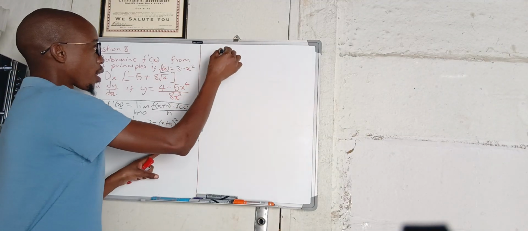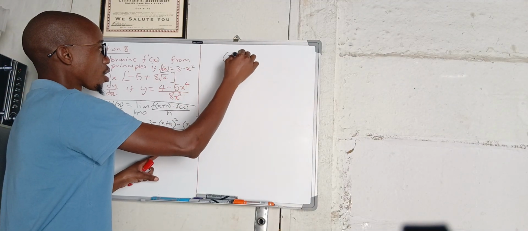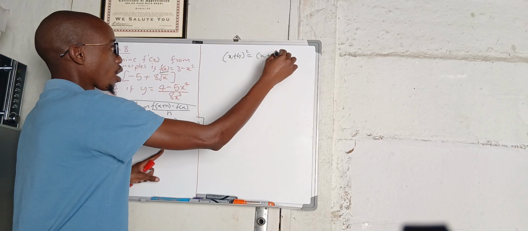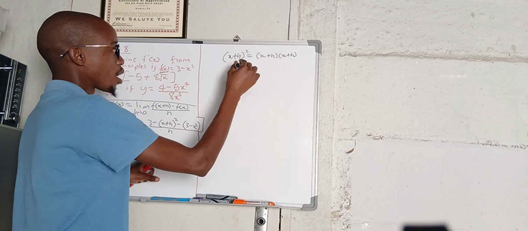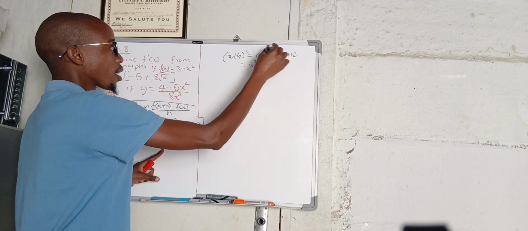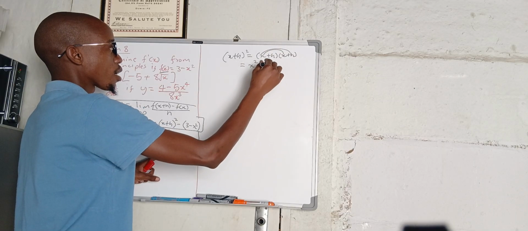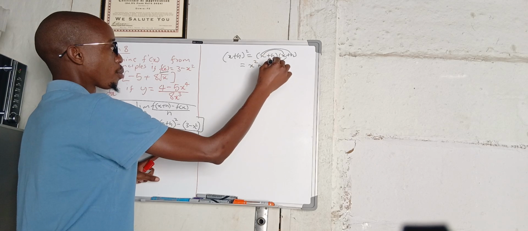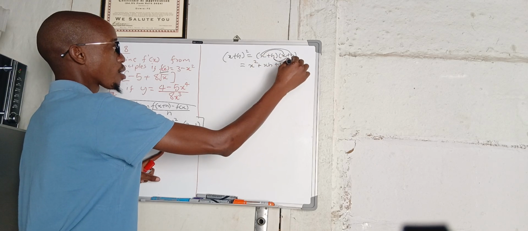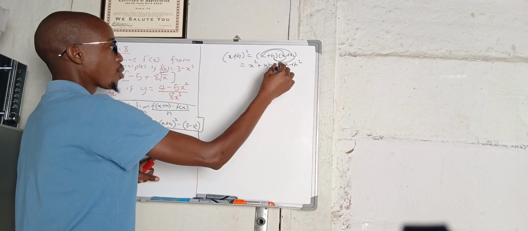So let's solve this part. x plus h squared is the same as x plus h, x plus h. And then by using the FOIL method, we will be having x squared plus xh plus hx plus h squared. Let's focus on these two.